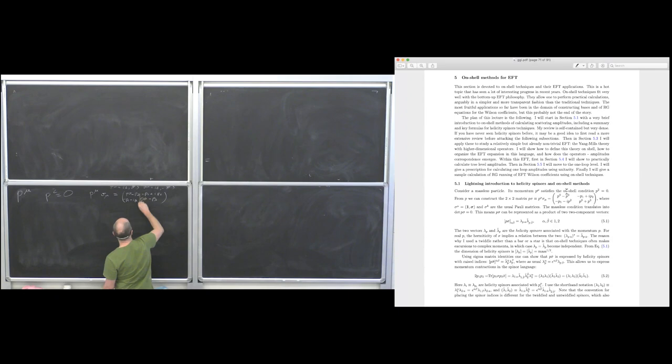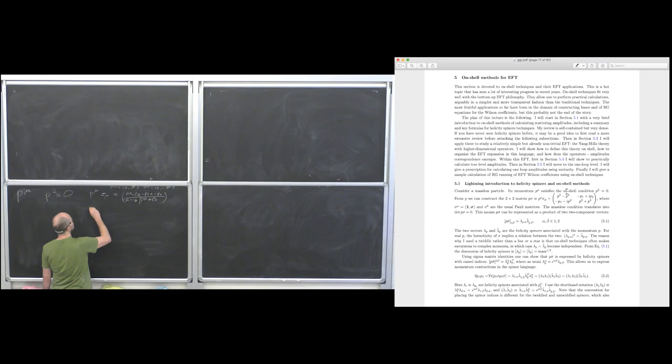It's a 2 by 2 matrix, with entries p0 plus p3 and so on. When you calculate the determinant of this matrix, you easily find that the determinant of p is equal to p squared, and this is equal to zero. If the matrix has zero determinant, then you can write it as a product of two vectors, which we call lambda_p^alpha and lambda twiddle_p^alpha dot.